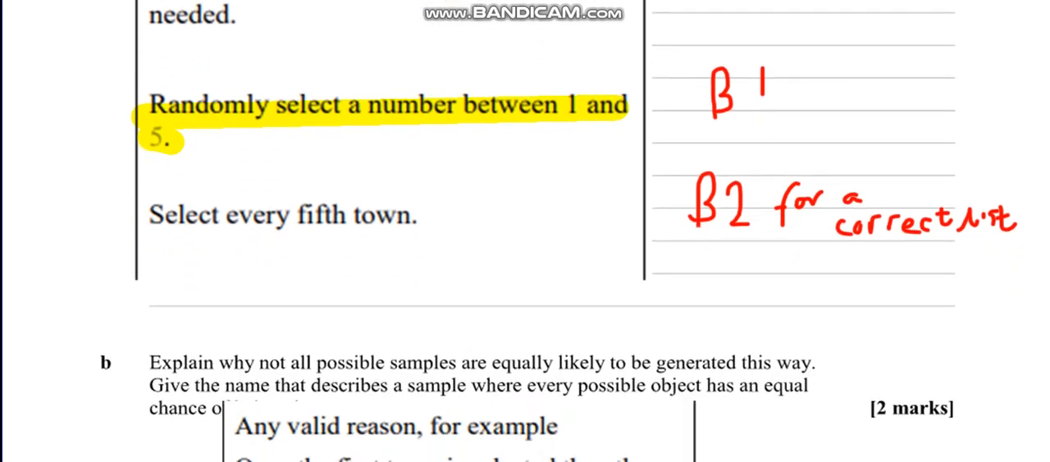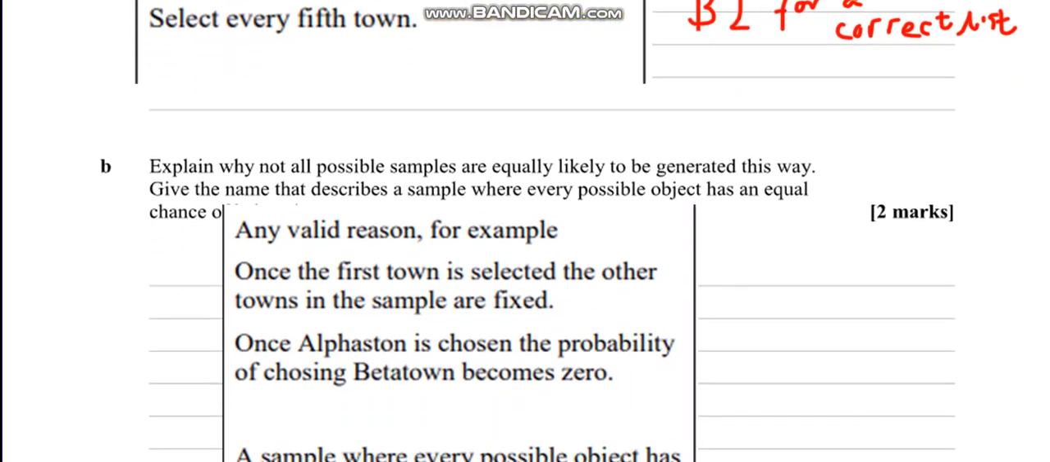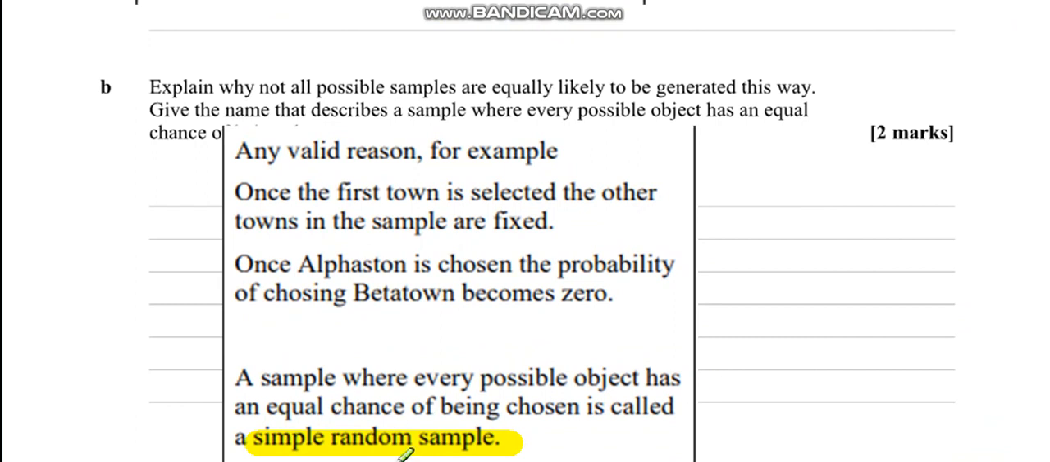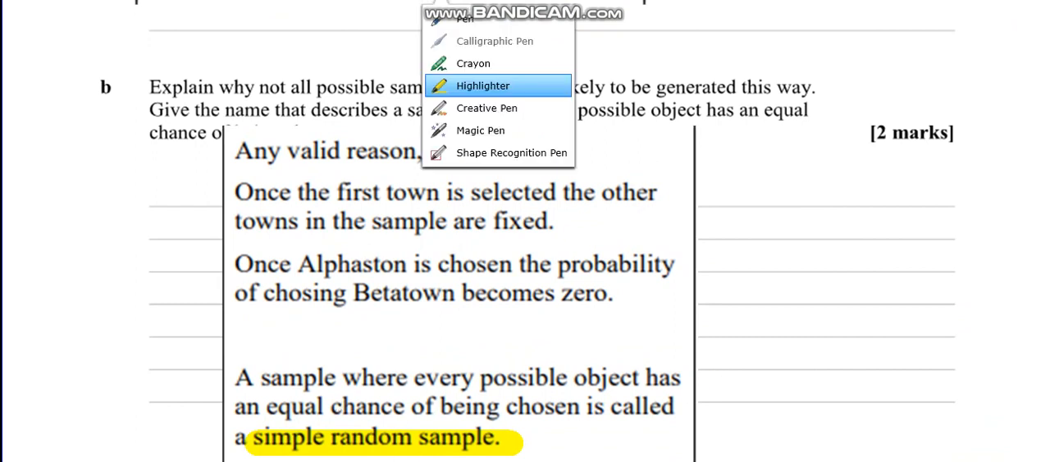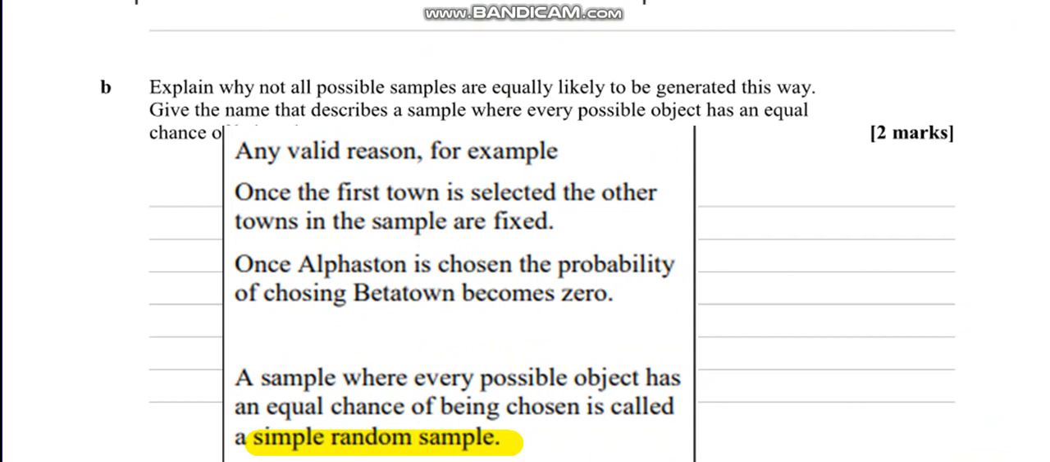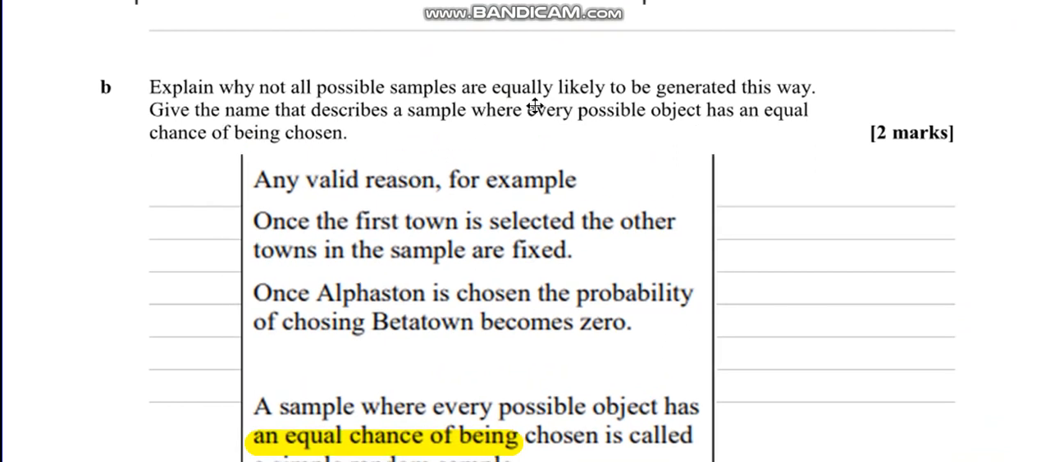Explain why not all possible samples are equally likely to be generated this way, and give the name that describes a sample where every possible object has an equal chance. So I think everybody got the name of the sample, which was the simple random sample, where everything has an equal chance of being picked, but not everybody was sure why we couldn't get all possible samples equally likely to be generated. Simple reason is once you've selected the first town, the other towns in the sample are fixed. They can't change because you're every fifth.